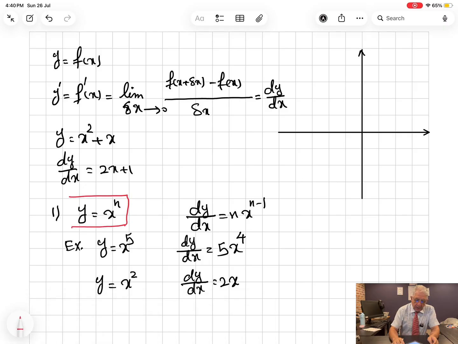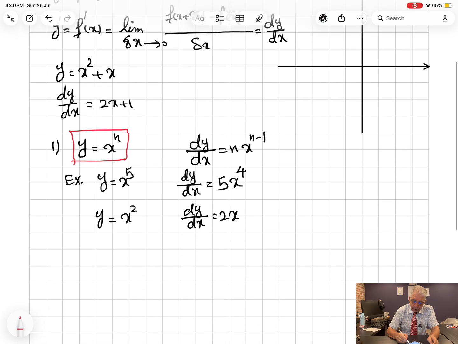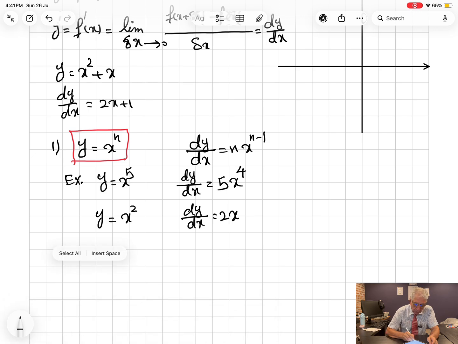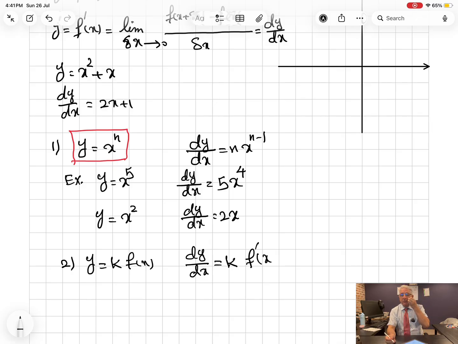Now, second rule: if there is a constant multiple of any function you are having, the constant will remain there. That means if you have y equal to k times f of x, dy by dx will be equal to k times f dash of x. That means the constant term will remain there, no change at all, if it is a coefficient.